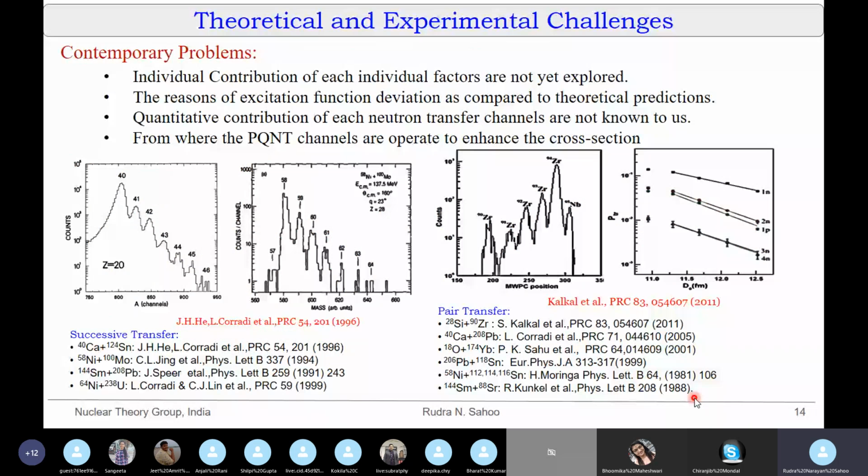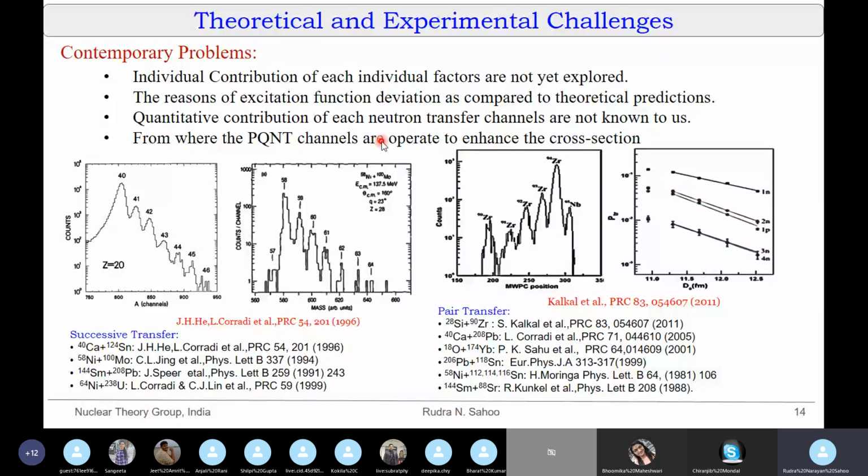If we slightly extrapolate the problems in subbarrier fusion, then the questions are the following: the individual contribution of each neutron transport channel, and the individual contribution of each individual factor, is not yet explored. We know that subbarrier fusion happens due to the static deformation, the dynamical deformation, or the positive Q value. Then which factor is how much responsible? This is not known to us. And the behavior of the excitation function at extremely below barrier is not known to us.